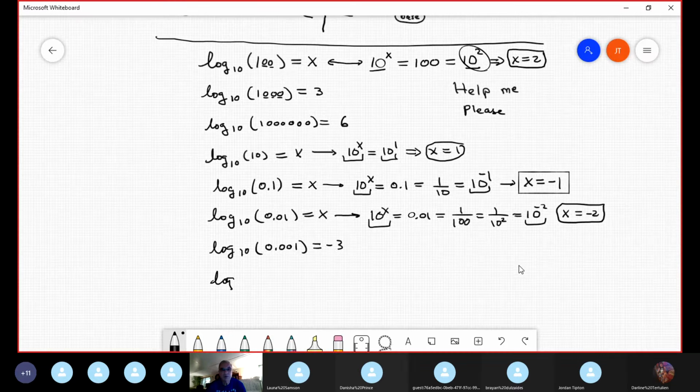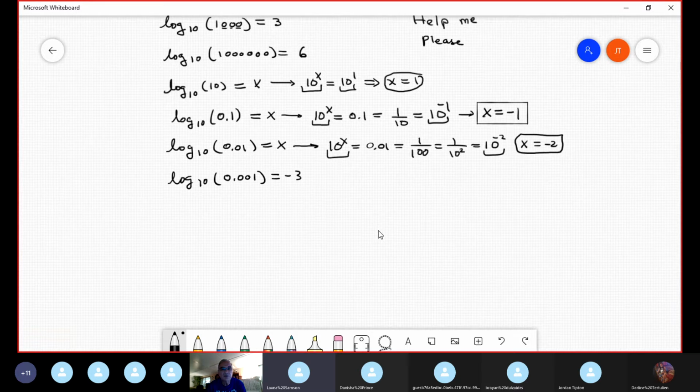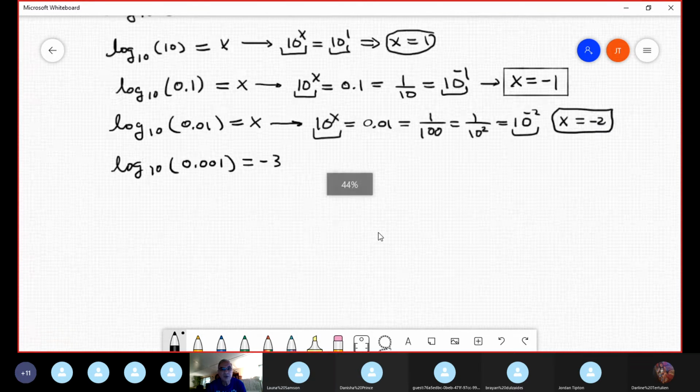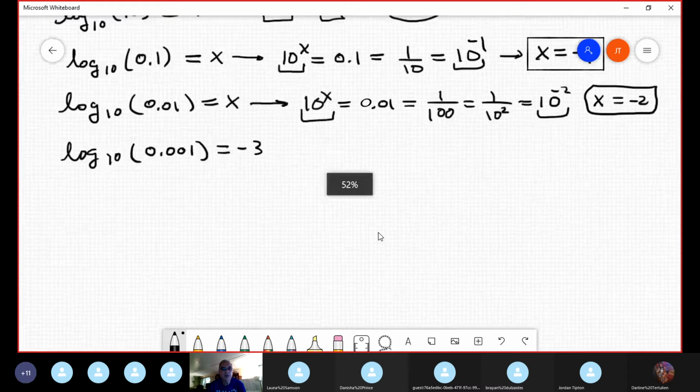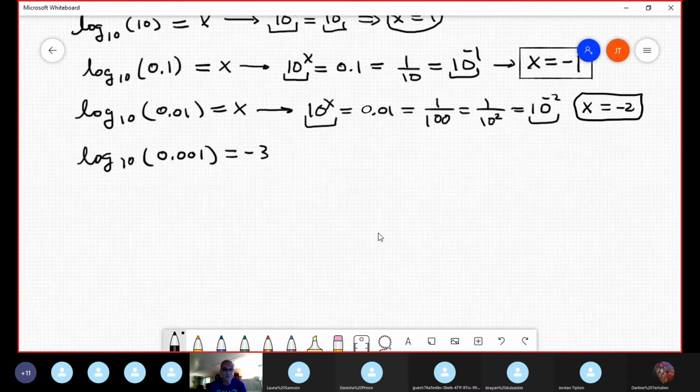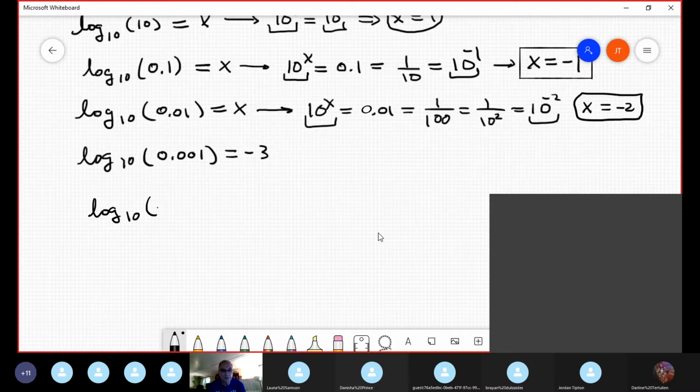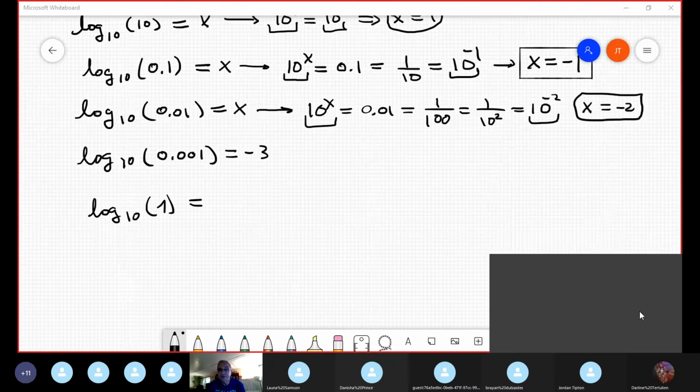Wait. Okay. Let me zoom. Here. Okay, good. I need to erase the board because the board becomes slow when I write too much.